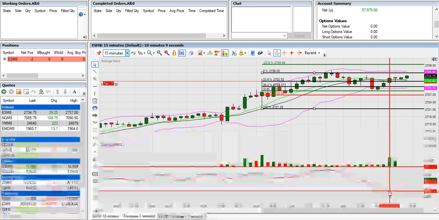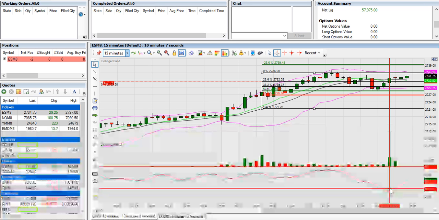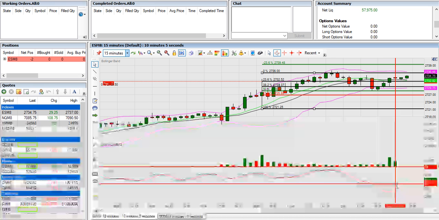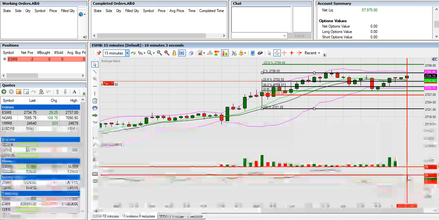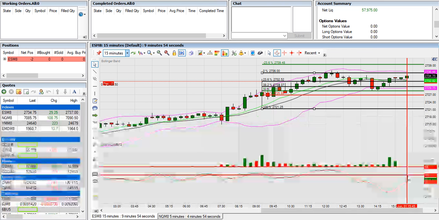So at this point, because this is the end of the day, I would stay out of the trade since it's a Friday, and look at re-entering on either Sunday if you're an after hours trader, or re-entering Monday morning. That is how I trade the ES throughout the day.